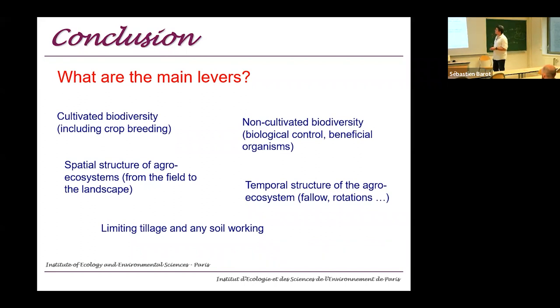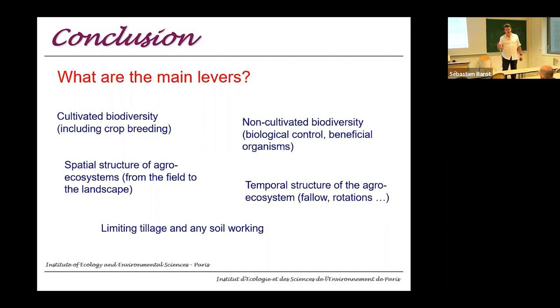Well, yes, that could be the conclusion. Here we have some ideas about the best levers, ecological tools to use to improve sustainability. You have to increase cultivated biodiversity. You also have, maybe I haven't talked that much about it, to think about non-cultivated biodiversity. For example, pollinators, bees, earthworms, many organisms you need to grow your food, but you're not directly managing these organisms. You also have to think about the spatial structure of the agroecosystems.